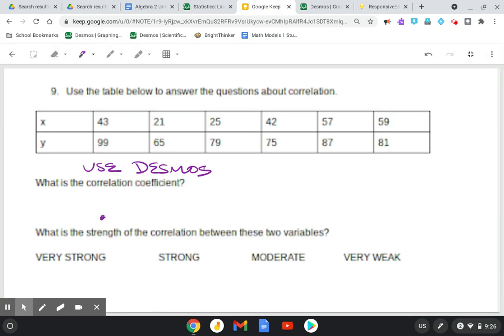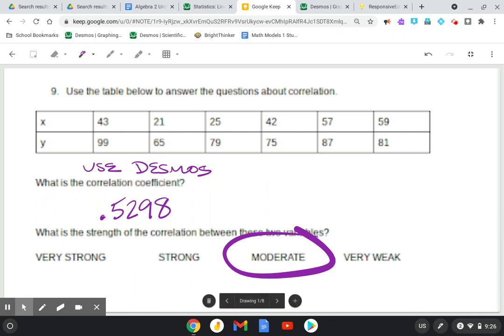So we'll stop over here. Correlation coefficient, 0.5298. Is it very strong, moderate, or very weak? Moderate. Anything near 0.5 is going to be considered moderate. Strong is going to be everything from there up to 0.9, and anything above 0.9 is going to be very strong. So moderate is anything kind of in the 0.5 area. So that's pretty much it on that one.